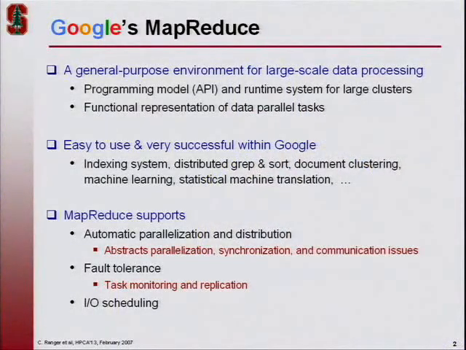MapReduce was developed by Google as a general purpose parallel programming model. It was designed to be used on very large data sets and maps parallel tasks to thousands of computers in a cluster. It's nice because it takes a functional representation of an algorithm and allows for the automatic abstraction of data parallel tasks. It's proven to be very successful within Google since it's easy to use and maps very well to web indexing applications, distributed grep and sort, document clustering, among other applications.